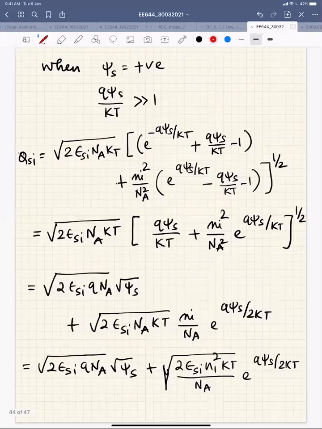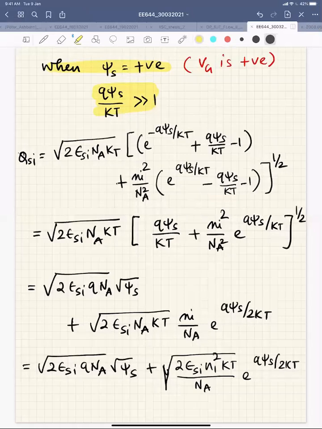Now, when psi s is positive, which is the condition when I apply a positive gate voltage, your psi s is positive also. So q psi s by kT will be more than 1, because definitely your psi s is more than 26 millivolts.